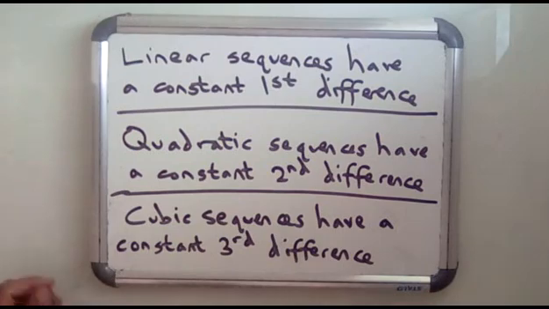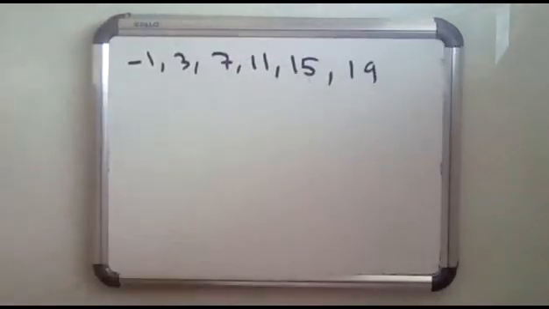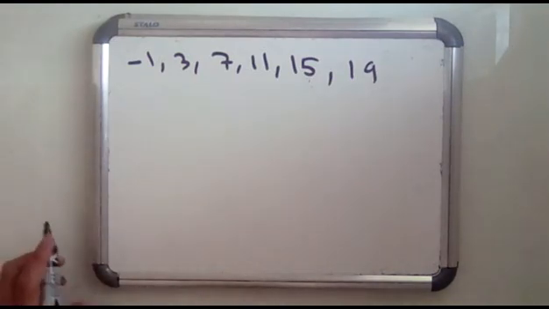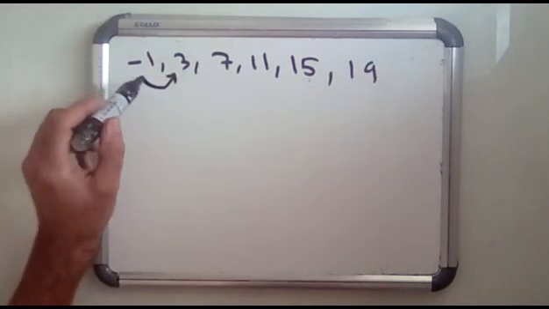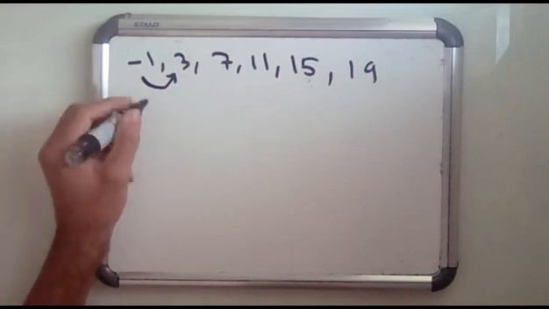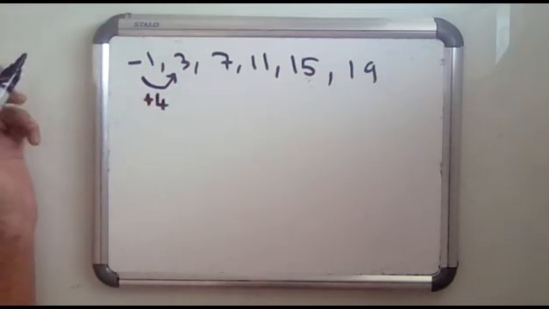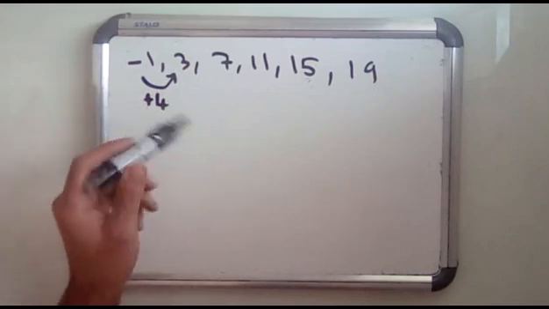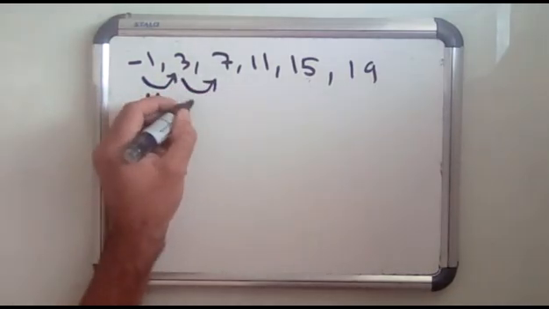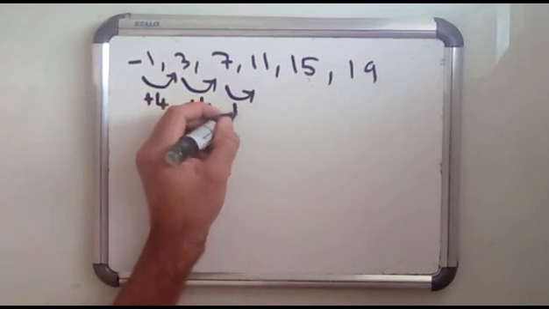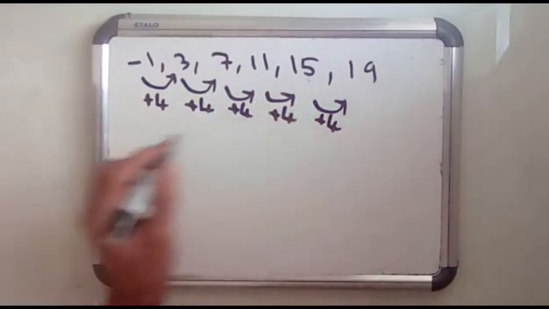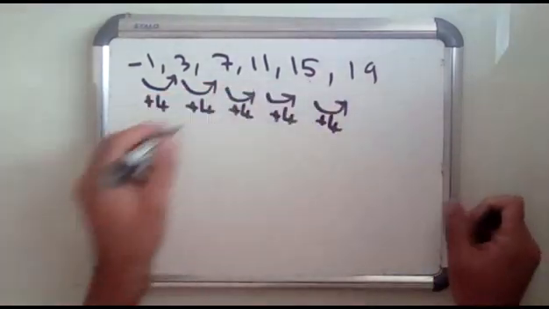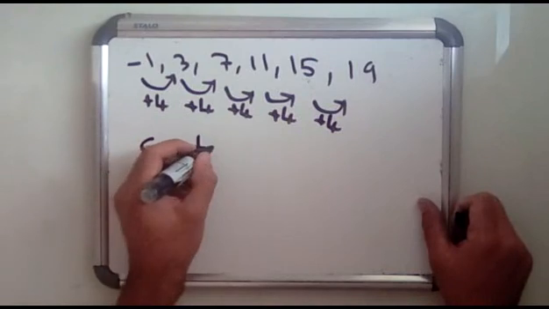So let's go on to the first sequence, which was -1, 3, 7, 11, 15, 19. The difference means what do I need to do to get from one number to the next. So from -1 to 3 is +4. Now if you couldn't work that out easily, you could just do 3 minus -1. But if you look here, 7 minus 3 is also +4. 7 to 11 is +4, +4, +4, +4. That has a constant first difference.